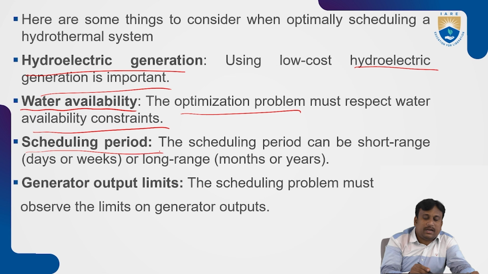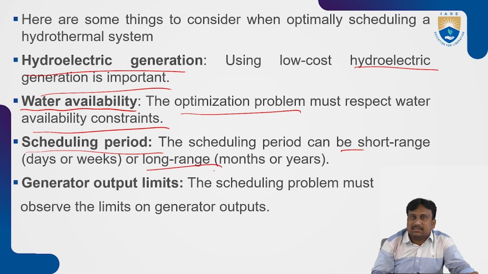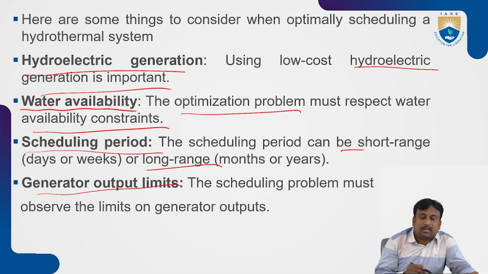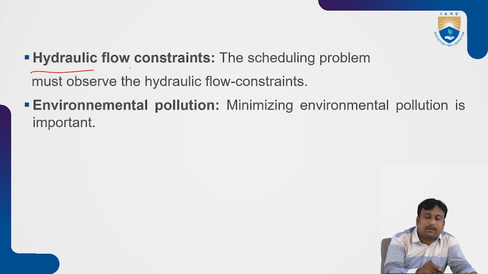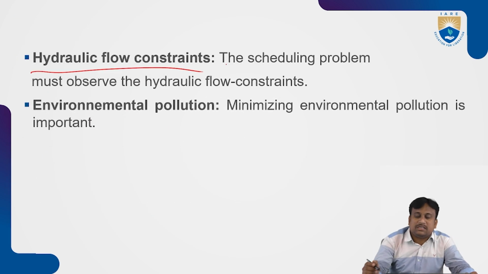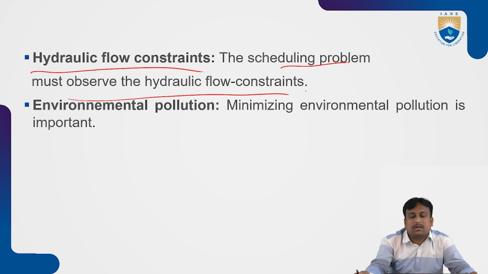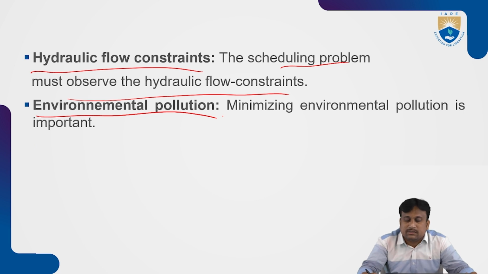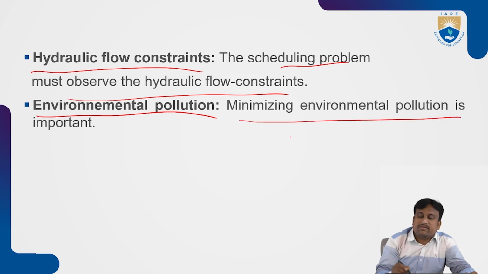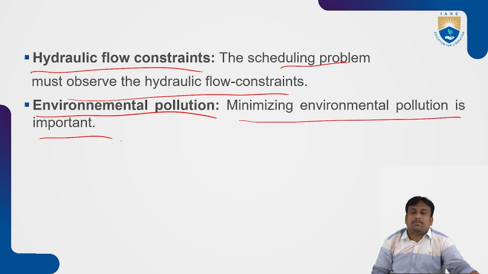The scheduling period is also considered. This period can be short range, in days or weeks, or longer range, months or years. And generator output limits: the scheduling problem must observe the limits of the generator output. Again, hydraulic power flow constraints. The scheduling problem must observe the hydraulic flow constraints. Environmental pollution is also one of the cases. Here it is required to minimize the environmental pollution, which will be incorporated into the system.